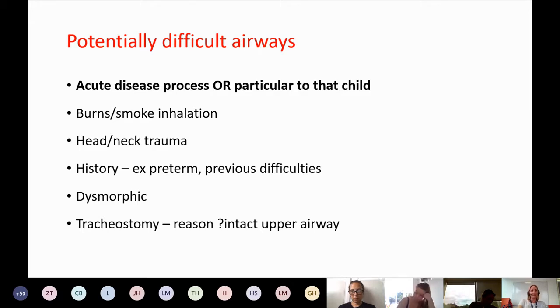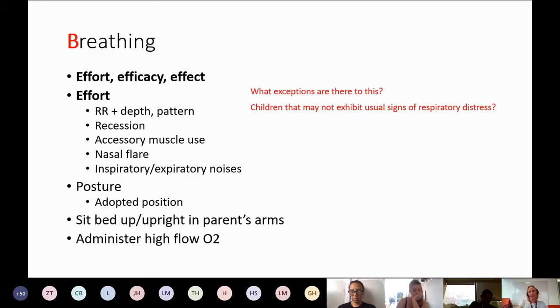Now we're going to talk about how we assess a child's breathing. So moving on to B. So like we talked about, we want to know what we're assessing. So what we're assessing with breathing is what's their effort of breathing. So what's their work of breathing? We talk about that all the time, don't we? Not just what their work of breathing is, but what's the efficacy of their breathing. So is it effective? Is their work of breathing actually effective for them? And then looking at the effect that their breathing or their compromise in their breathing is having on other systems of their body.